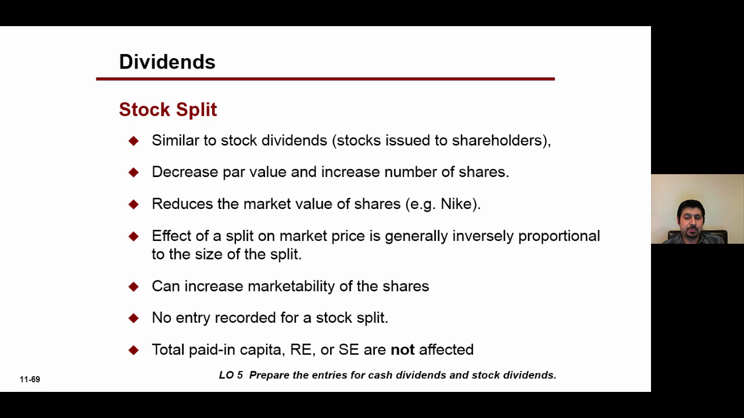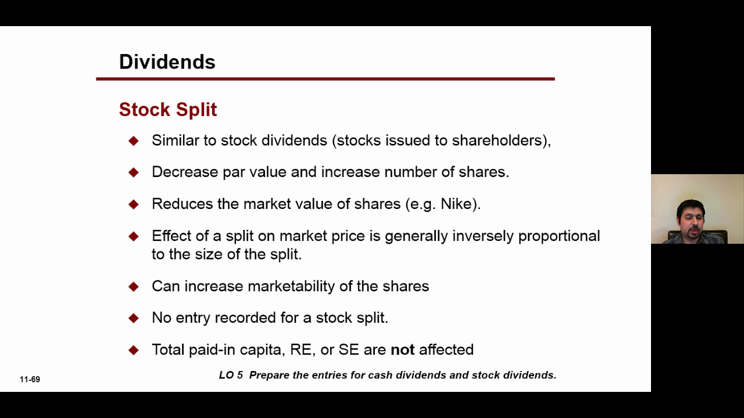Nike, for example, split their stock, which used to be at $111, and as soon as they split the stock, the stock value went down to $55. But then it very quickly increased again, and it went up to $100, although they had increased the number of shares. So the effect of the split on the market price is generally inversely proportional to the size of the split.